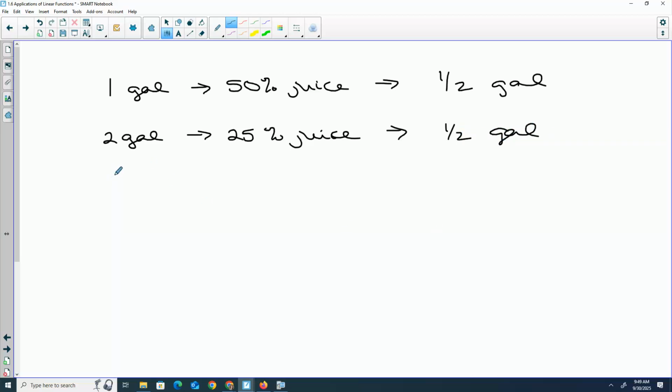Okay, if I had 5 gallons and it was 75% juice, how could I find out? What would I do? In 1 gallon, how much juice would there be? 3/4, so 0.75 or 3/4. So in 5 gallons, I would have to take that times 5. So what's 0.75 times 5?